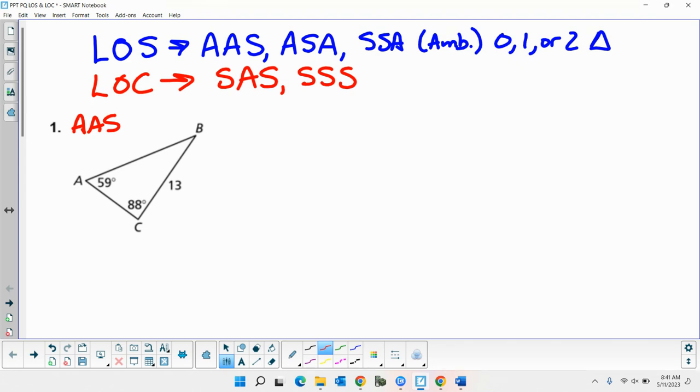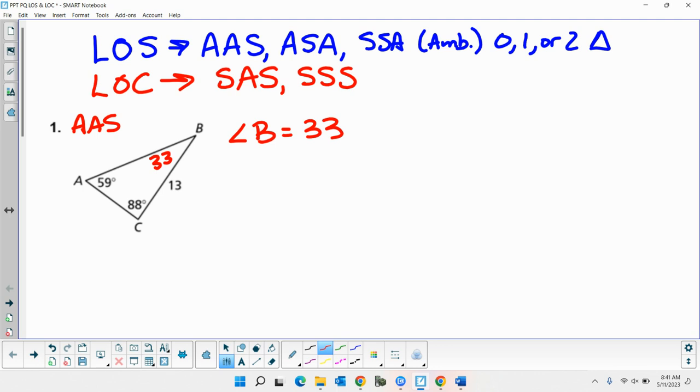So the only thing I can figure out right now is, let me do angle B first, all right? So angle B, what's 88 and 59? 147. What's 180 minus 147? 33. All right, so angle B is the first thing I would do. If I have 2 angles, I'm going to find the missing angle. Now I'm going to use law of sines to figure out the other 2 sides.